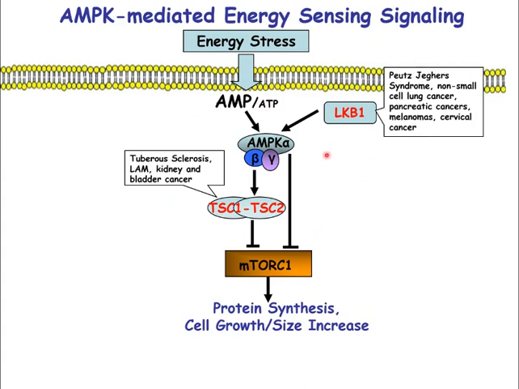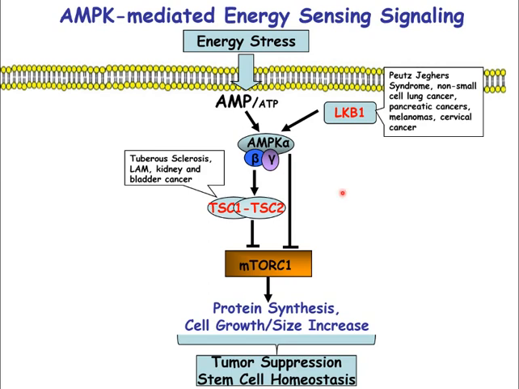Now, its downstream target, TSC, is another key tumor suppressor gene, which is mutated in another hamartoma cancer syndrome called tuberous sclerosis, and also mutated in several other sporadic cancer types, such as kidney cancer and bladder cancers. So both the upstream kinase and the downstream effector of AMPK are mutated in human cancers and are bona fide tumor suppressors. So that provides strong evidence to link this pathway to human cancers.